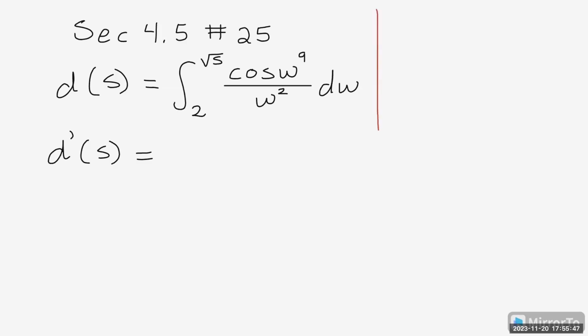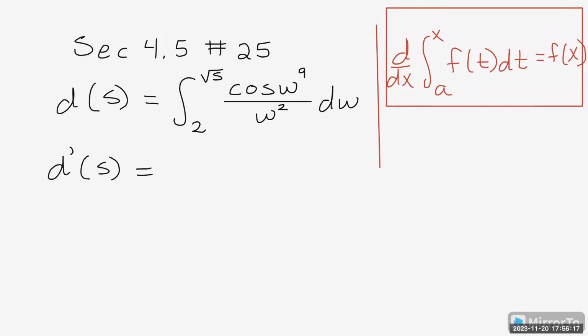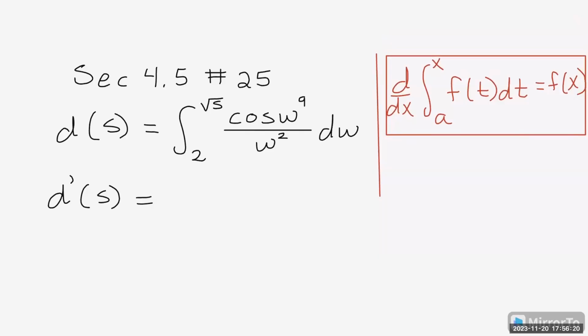And what that says is that the derivative of the definite integral from a to x of f of t dt is just equal to f of x. Basically, to find the derivative of a definite integral where the upper limit is your independent variable, all you have to do is plug that variable in for t, or in this case, w.